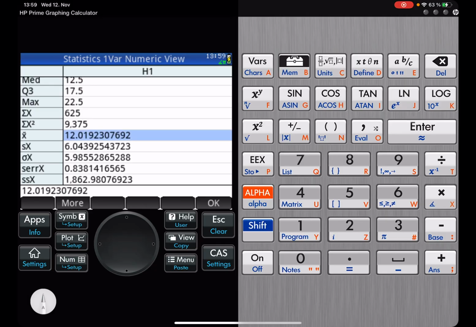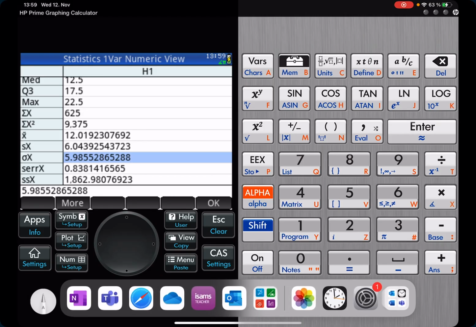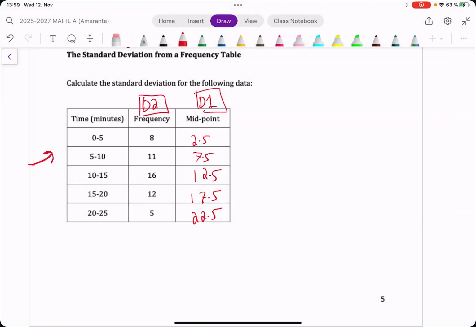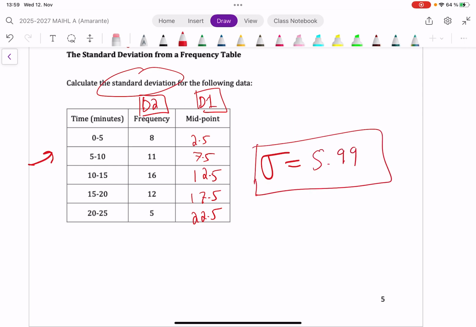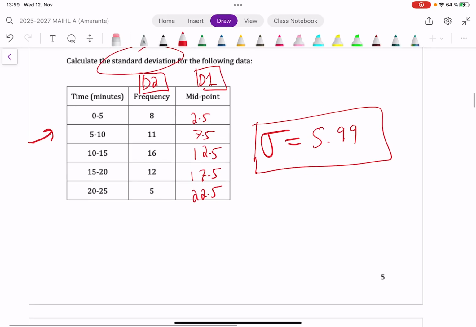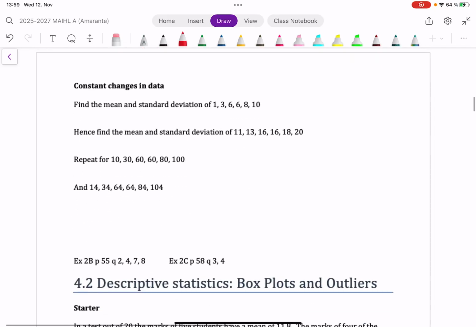And so I can find the mean, right? The mean of this data is 12.0. The standard deviation is that one, 5.99, right? If we were to round it to 3 significant figures. So standard deviation, which is this symbol, is 5.99 for this data, right? That's how spread out the data is. The average distance from the mean is 5.99.